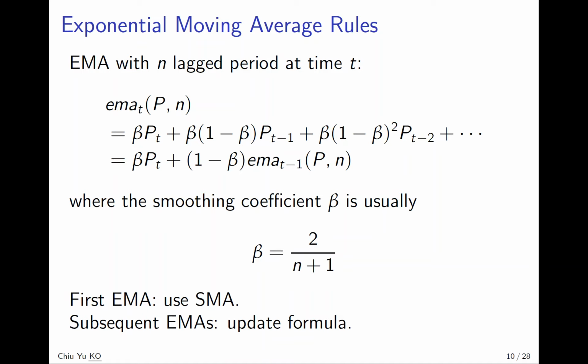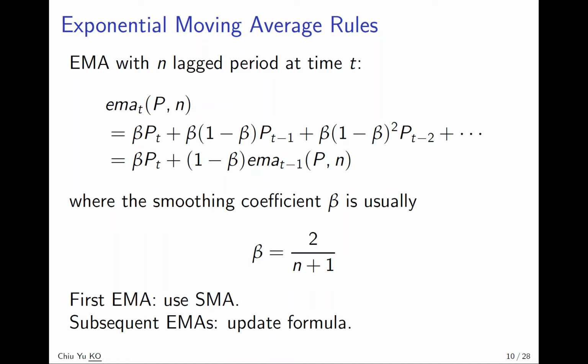And 2 days ago, the price you would weight as beta times (1 minus beta) squared. So it's even smaller. So why do we want to use this formula? Because it's a very nice, attractive updating formula, which says today's EMA is a weighted average of today's price, beta times P_t, and (1 minus beta) times yesterday's EMA. Later, when you do calculations, you will see this is very handy.